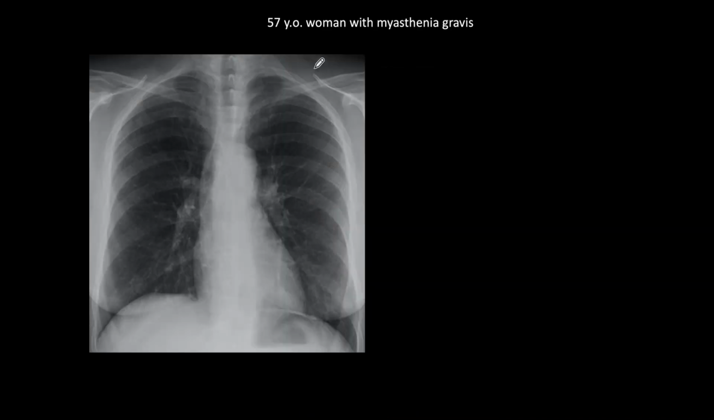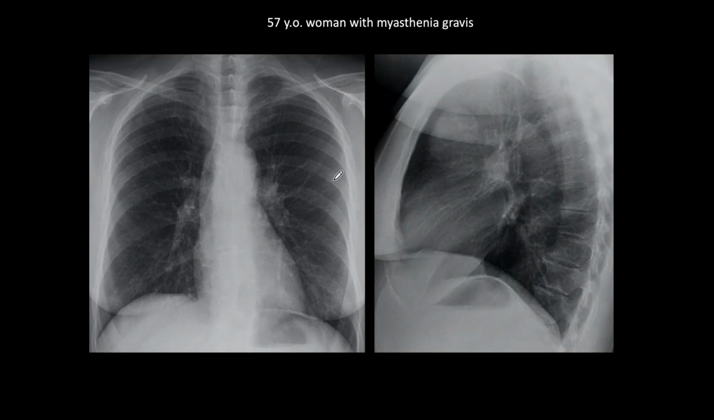Another example, a 57-year-old woman with myasthenia gravis. Chest X-ray called normal, apparently normal. Lateral view, you see a large mass there in the anterior clear space. No question about it, no mistake. You cannot be wrong. And that's the importance, again, of the lateral chest view and the anterior clear space.